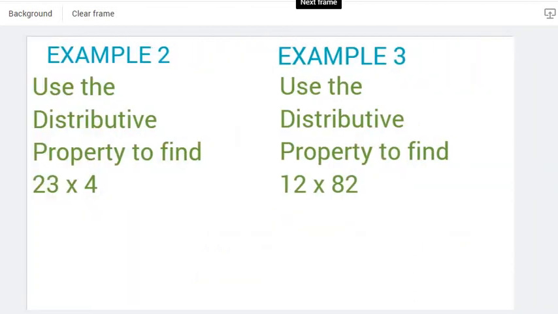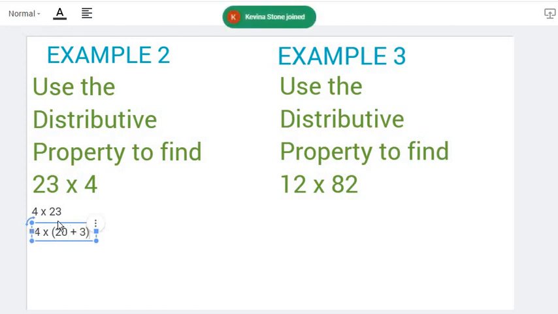Alright, I had 2 more examples here, but I'm sure you get the general idea. So, just like what I said before, you're going to split up the bigger number. So what I like to do, I like to write the smaller number first, then the bigger number. Then I'm going to split up 23 into a sum of 2 numbers. Or even if you want to use a difference of 2 numbers, you can use that too. But I prefer to write it in expanded form as a sum of 2 numbers. So I'm going to say 4 times 20 plus 3. Because I have 2 tens and 3 ones.